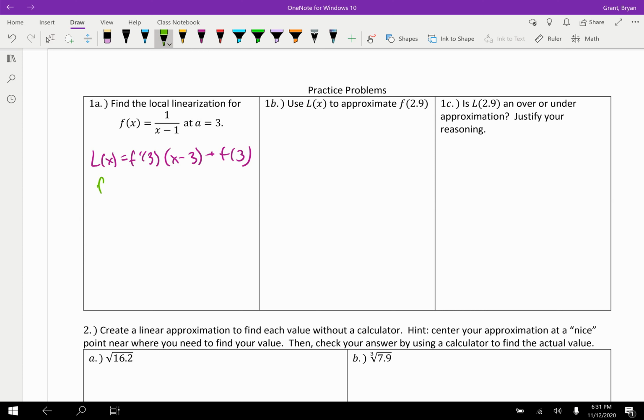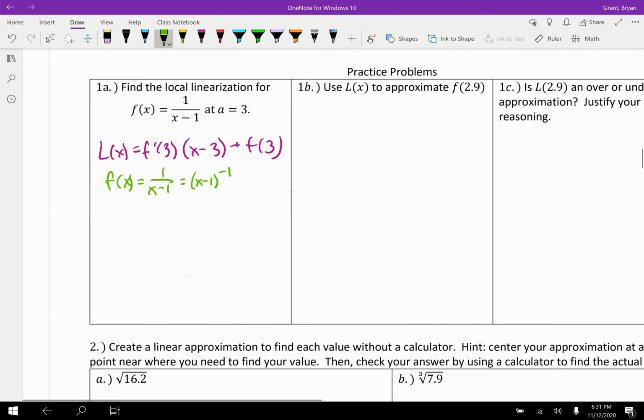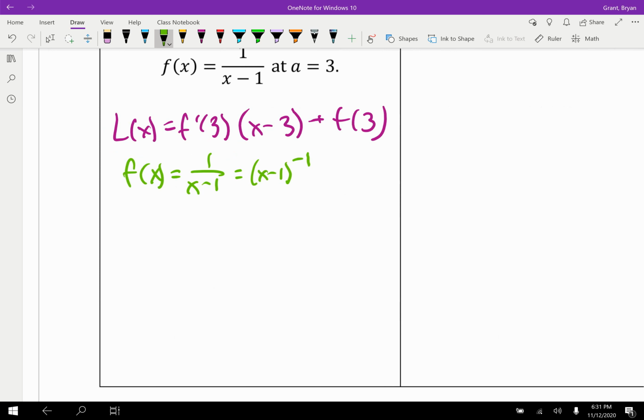Okay, so we need f of 3. That one's not too hard. I'm going to start with f of x, actually, and I'll write this guy twice. F of x is going to be 1 over x minus 1, or if you want, x minus 1 to the negative first, and that will become important in just a bit. However, f of 3, hopefully you can see, plug in 3 here, 3 minus 1 is 2, so we get 1/2.